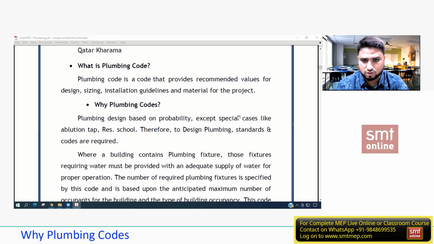That's clear, everyone? Yes or no? Yes, yeah, yes. Keep this in mind and let's move on then, except special cases like the ablution area discussed yesterday, and residential school.